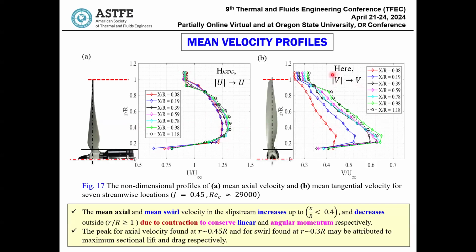And the slipstream is contracting, but at the same time, outside the slipstream the velocity is decreasing to maintain continuity. On the right hand side, there is a swirl velocity profile, and you can see that during the slipstream contraction, swirl is increasing to conserve angular momentum. But at farther distances, after 0.5 or 0.6 of the radius location from the plane of rotation, you don't see much change in the swirl. That is lack of swirl.